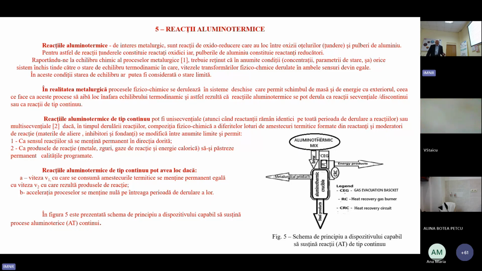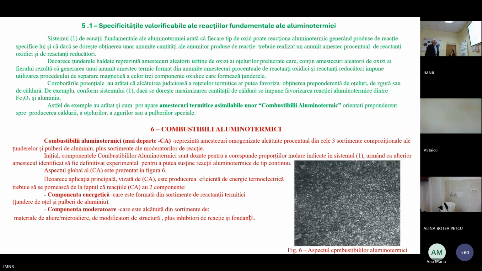Și iarăși, tot ca o particularizare, este că simultan cu aceste produse, să zicem, metalurgice și siderurgice, apare cantitatea de căldură. Tot sistemul funcționează independent energetic, deci el se auto-întreține, producând energie, simultan cu toate celelalte pe care vi le-am expus mai devreme. Specificitățile valorificabile ale reacțiilor fundamentale ale aluminotermiei sunt trecute aici cu verde, le-am și cam spus.